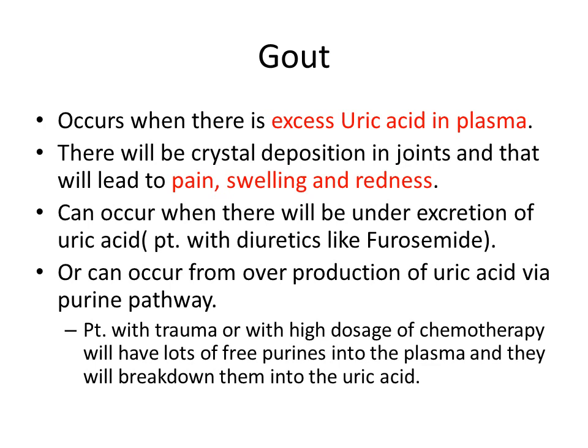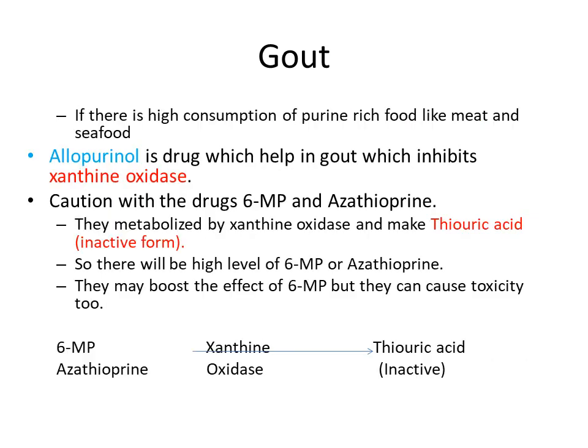Patients who have trauma and who have high doses of chemotherapy will have lots of purines in the plasma, because with trauma we lose so much purine into plasma, and with chemotherapy there is inhibition of purine synthesis, so we will have lots of purine in plasma and they will be broken down into uric acid. Further, if we consume a high amount of purine-rich food like meat and seafood, we are most likely to develop gout. Allopurinol is a drug which helps in gout, which inhibits xanthine oxidase.